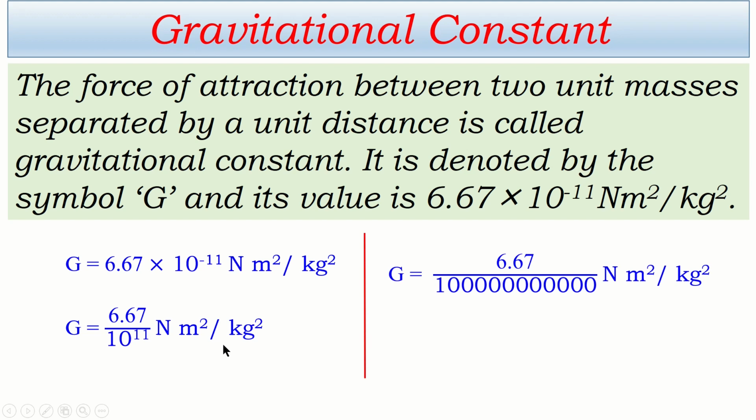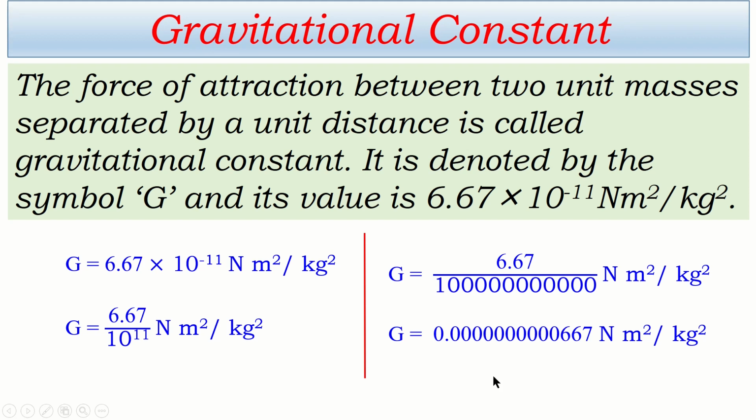6.67 divided by 10 to the power 11 means 1 having 11 zeros, so this is a very small number. More than 6, less than 7. And this small number divided by this huge number gives us a certainly very small number, 0.000000 and then comes 667. It is millions of millions of times less than 1.